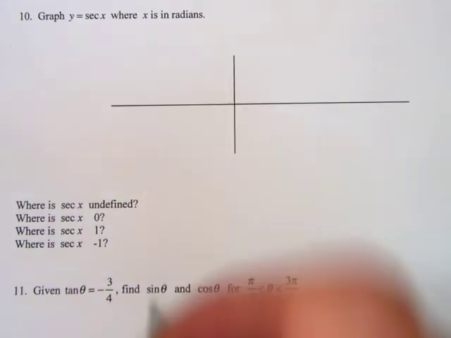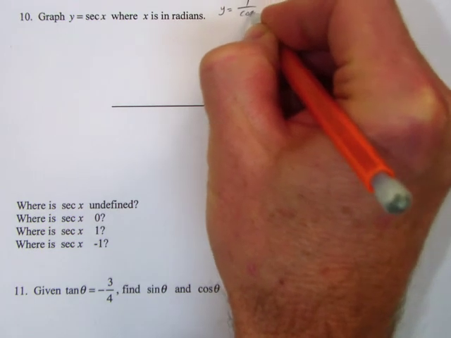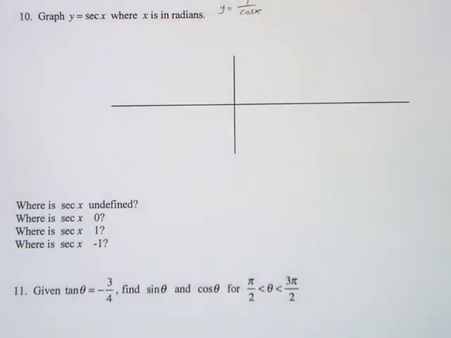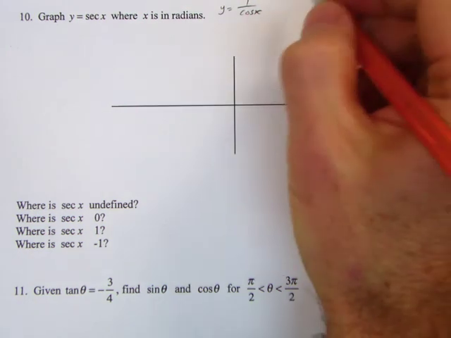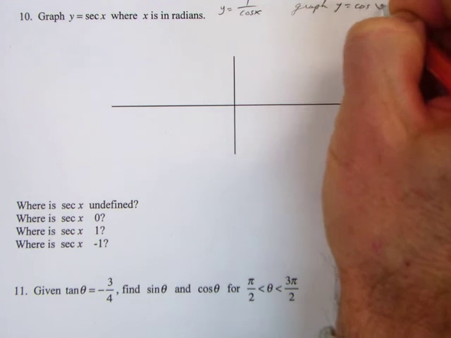Now let's graph y equals secant x, and we realize that this is the same as 1 over cosine of x. So what we're going to do first is start by graphing y equals cosine x.